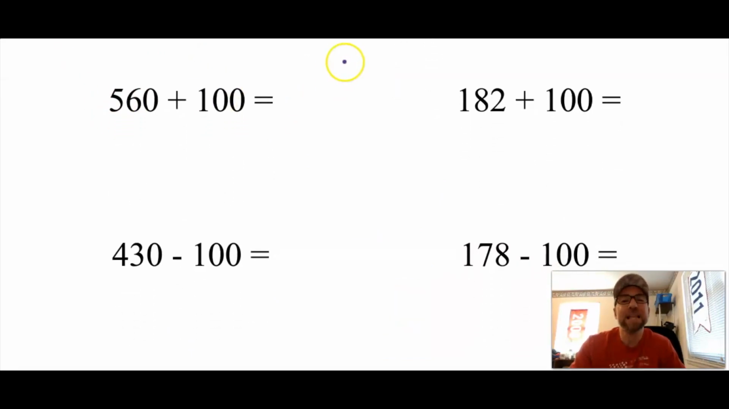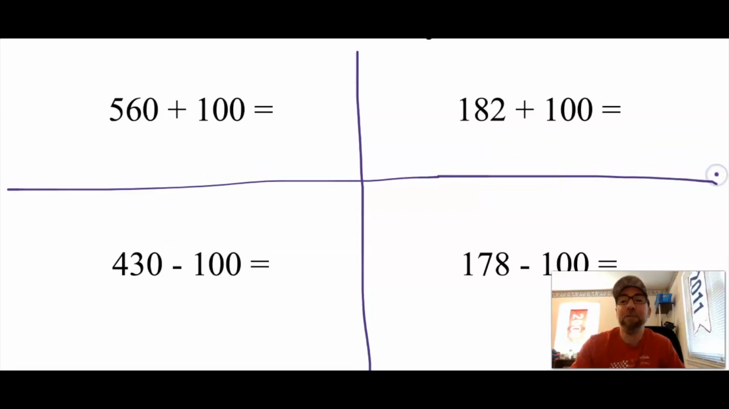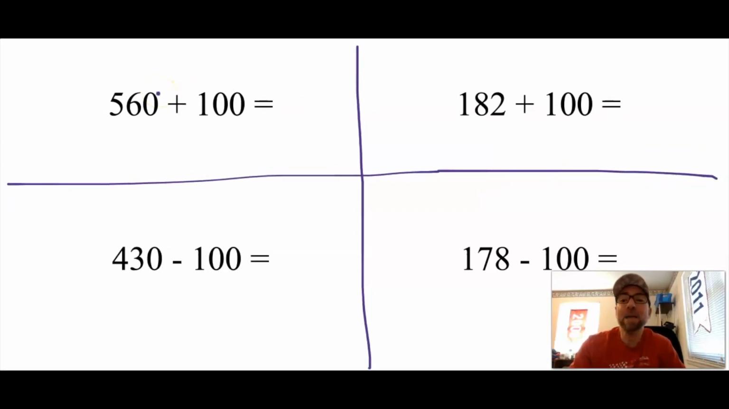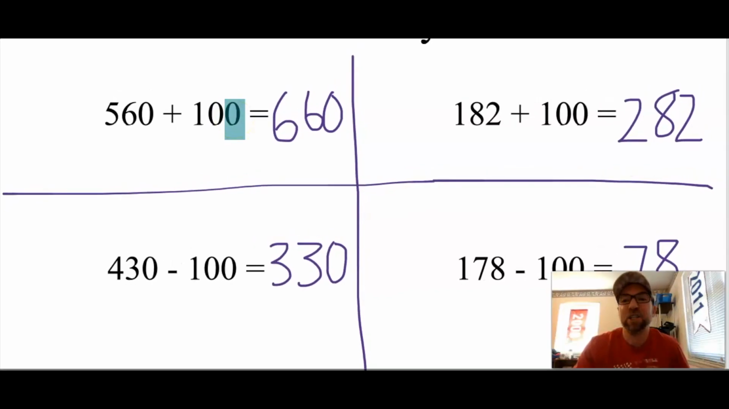Let's go ahead and make that really big plus sign again. Remember that we have 4 boxes. I want you to try these problems. The top 2 are adding 100. The bottom 2 are subtracting 100. Let's see how you do. Go ahead and press that pause button while you finish, and then come back to see how you did. All right, let's check your work.